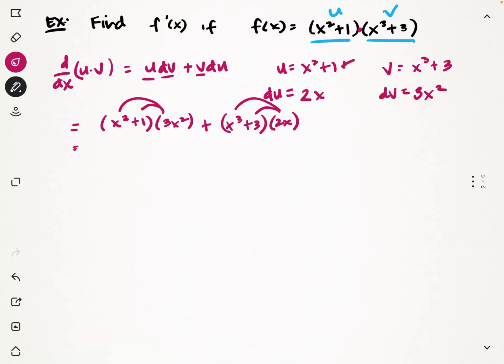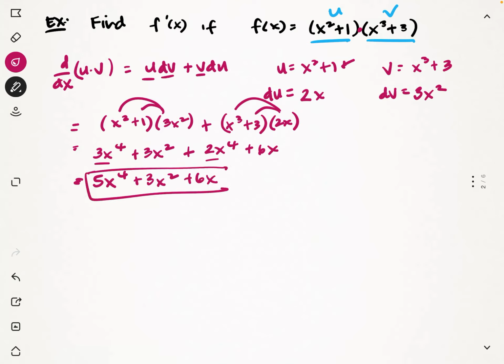So we get 3x squared times x squared is 3x to the 4th plus 3x squared, and then we have 2x times x cubed is 2x to the 4th plus 2x times 3 is 6x. We can combine our like terms. So then we have 3x to the 4th plus 2x to the 4th is 5x to the 4th plus 3x squared plus 6x. So this would be the derivative of the whole thing.